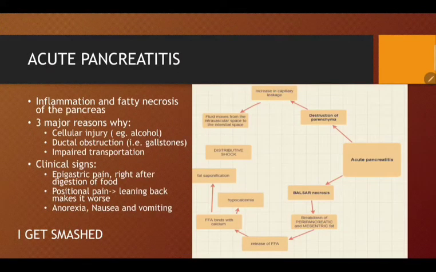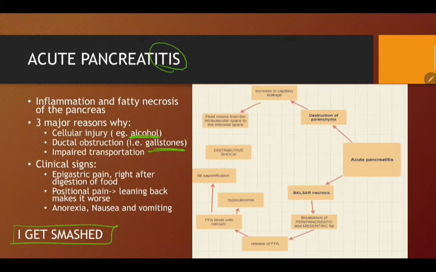So the first pathology we will be talking about is acute pancreatitis. Itis refers to inflammation. So it's the inflammation and fatty necrosis of the pancreas. The two main causes are alcohol and gallstones. But for your knowledge, there is a mnemonic for the etiologies of pancreatitis because there are a lot of them. I GET SMASHED. I will break it down for you.